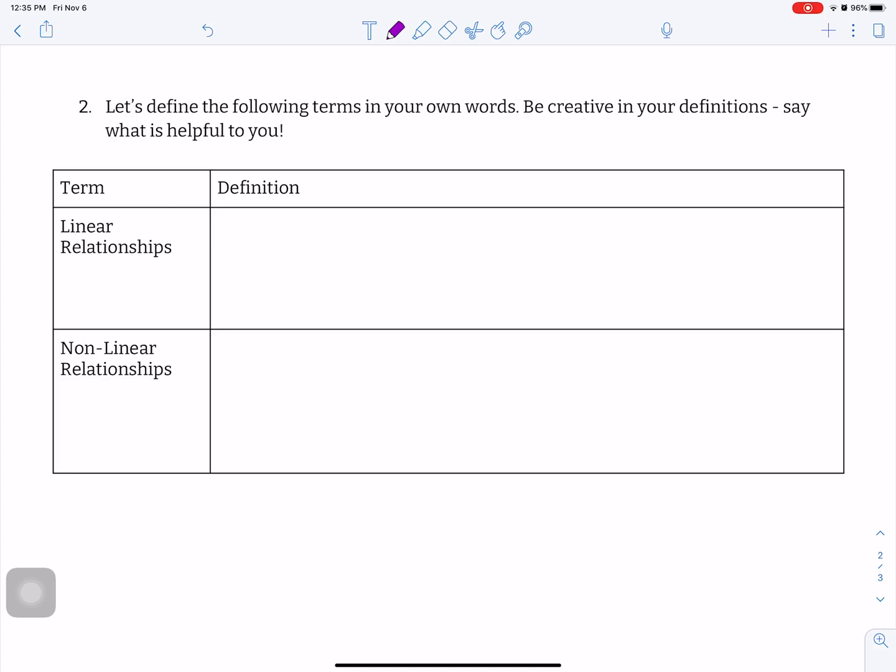We're going to start with the 2 vocabulary words, so make sure you're getting these into your vocabularies. The first one is a linear relationship. If I look in the word linear, it has a couple different words, but the one that's mathematically related is the word line. The other one is ear, but we're going to focus on the line. So a linear relationship would be a straight line.